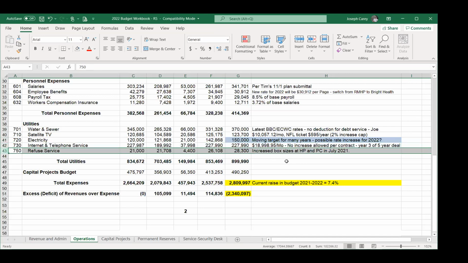And refuse service, our cost went up on that a little bit because we increased the size of the dumpsters in Pinecone and High Point because they were overflowing with regularity this past summer. So we went from what, 4 cubic yard to 8. Yeah, and I think Gamble Oak already had an 8. Correct. So now all outlying areas have 8 cubic yard dumpsters. And so that cost is embedded in there.